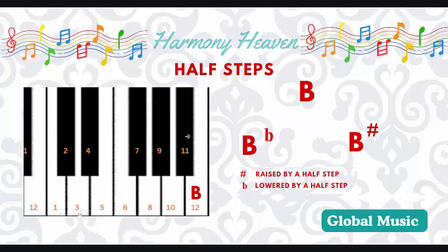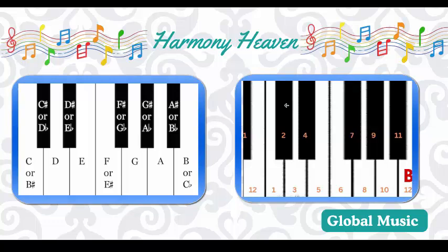You must have observed and noticed that every black note has two names, one with flat and one with sharp. So this first black note with reference to C can be named as C sharp, and with reference to D it can be named as D flat. Depends on the scale and notes that we are going to explore in our lessons ahead.